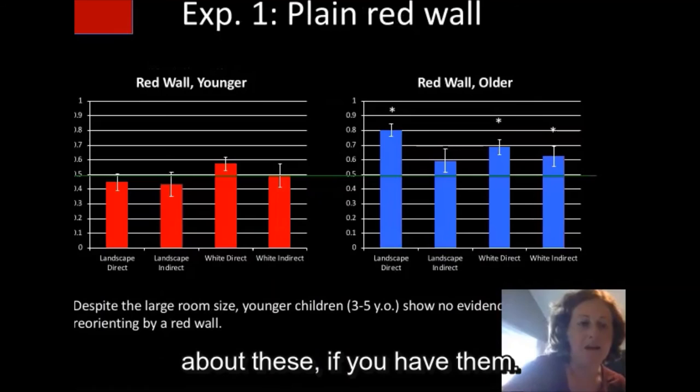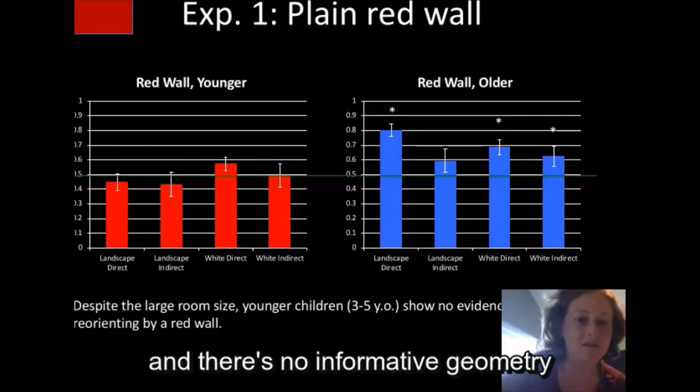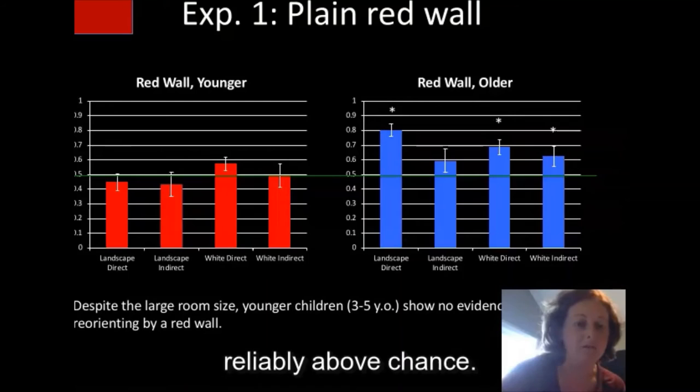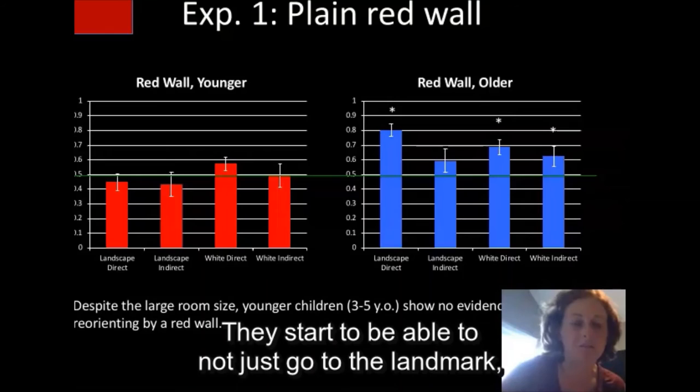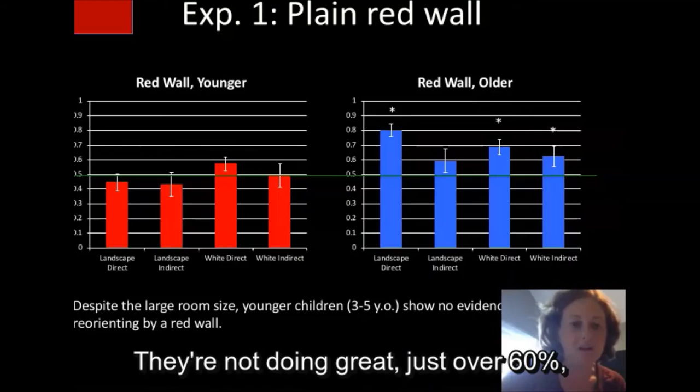Just as a baseline condition, when we have a plain red wall, one thing you can see is that even in a large room, when the room shape is square and there's no informative geometry to bolster reorientation performance, 3 to 5 year olds are really quite terrible at this. They don't even go to the red wall reliably above chance when the sticker is hidden at the red wall. In older children, you start to see an improvement. They start to be able to not just go to the landmark red wall when it's at red, but even go to the correct white corner when the target location is at white. They're not doing great, just over 60%, but they're definitely doing better than the younger kids.